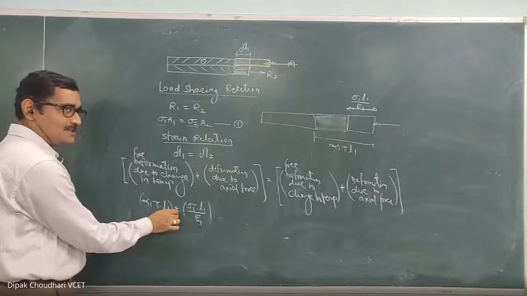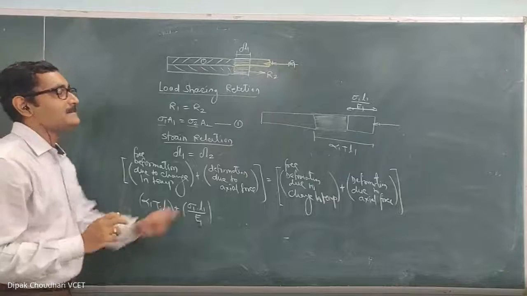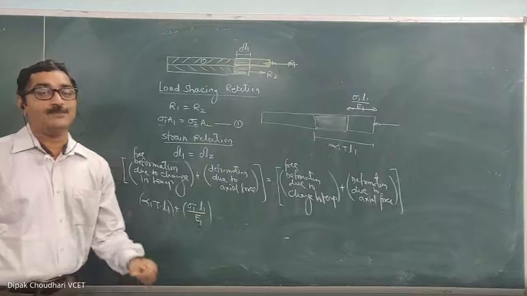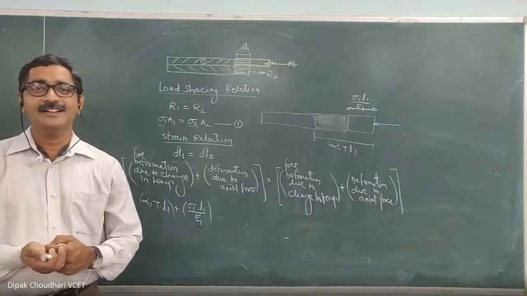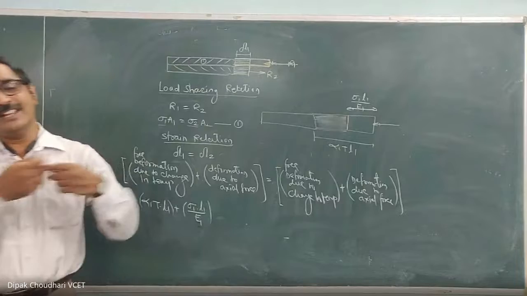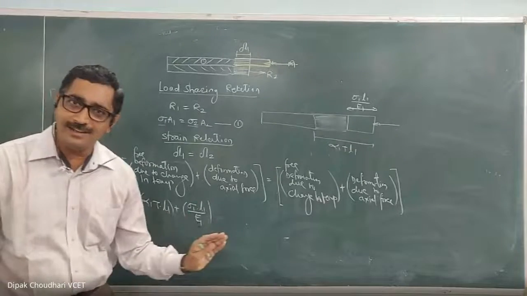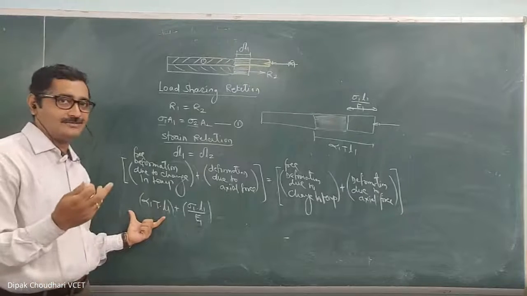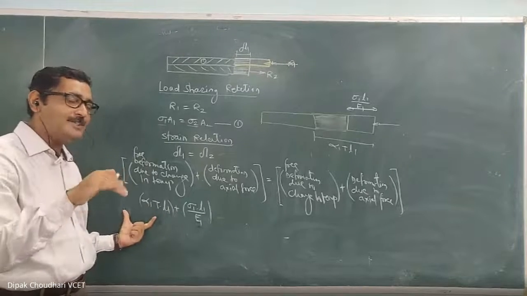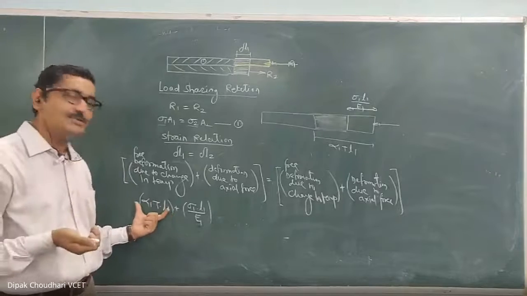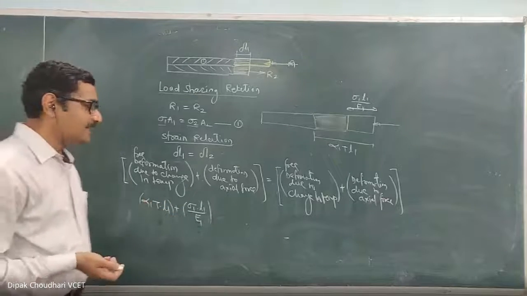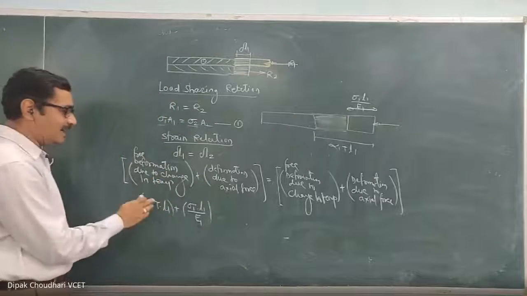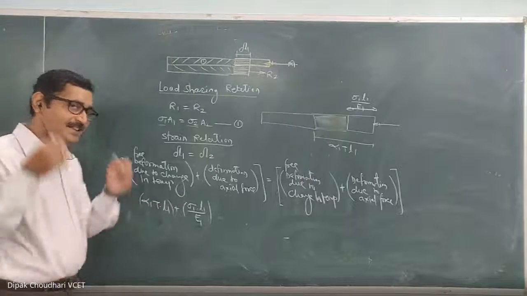Now since this is compressive in nature, this will be the decrease in length. Here I have used positive only, but while solving the sum you have to remember that if there is an increase in length, you have to take it positive. If there is a decrease in length, you have to take it negative. When there is a rise in temperature, this will be the elongation, so you take it positive. If there is a fall in temperature, this will be the decrease in length, so you have to take it negative. Understood? Or if there is a fall in temperature, you can take this T negative, and you will automatically get this as a negative.